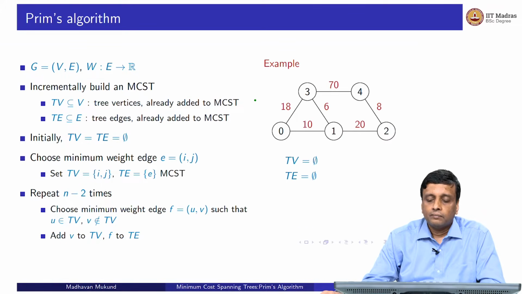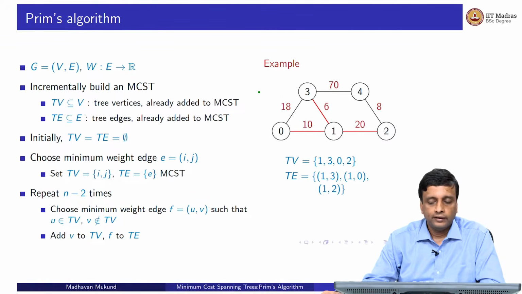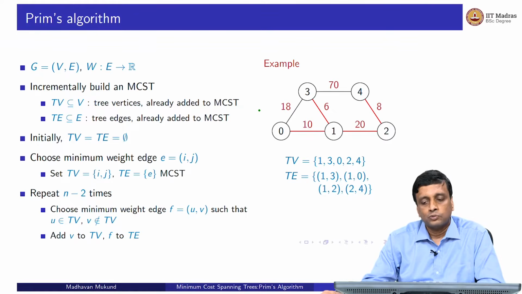So, just to run it by hand. Initially TV is empty and TE is empty. Then we pick that 1 comma 3 edge. So, we say that the set of tree vertices is 1 and 3, and the edge 1 comma 3 is there. Now, I pick 1 comma 0 or 0 comma 1. So, I add the vertex 0 to my tree vertices, and I add the edge 1 comma 0 to my tree edges. Next thing to add is 1 comma 2. So, I will add the vertex 2 to my set of vertices and the edge 1 comma 2 to my tree. And finally, I will add the vertex 4 and the edge 2 comma 4. So, this is the representation of Prim's algorithm as we go along.